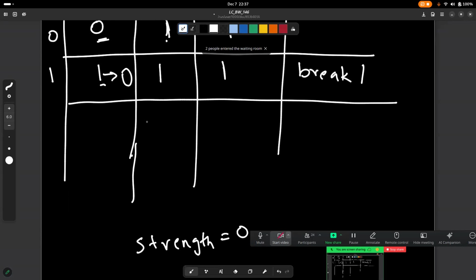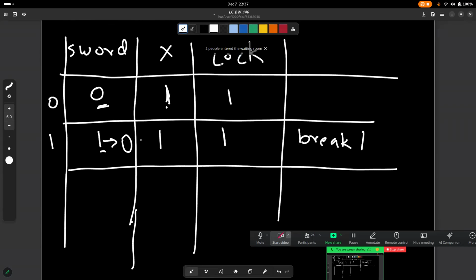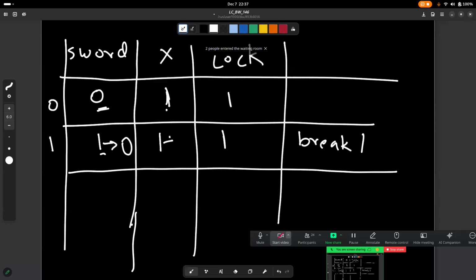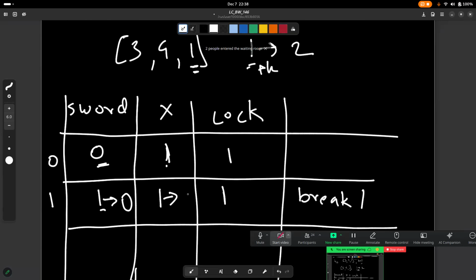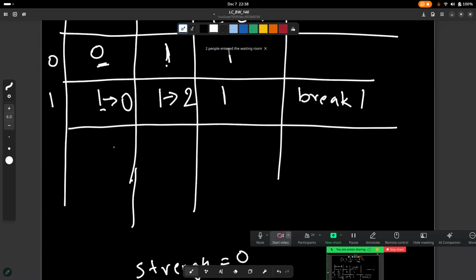Next, the value of my x, that is 1, is incremented by k. Now k is given over here as 1. So 1 plus k, that is the value of my current x, will become 2. So x becomes 2. Okay.